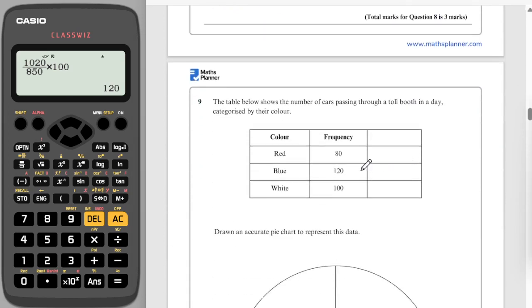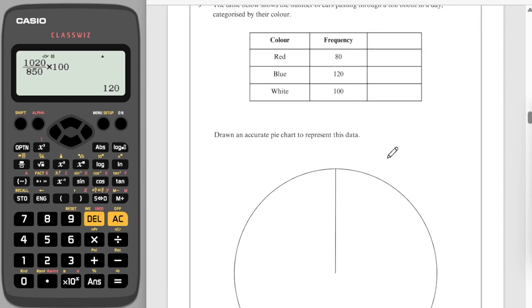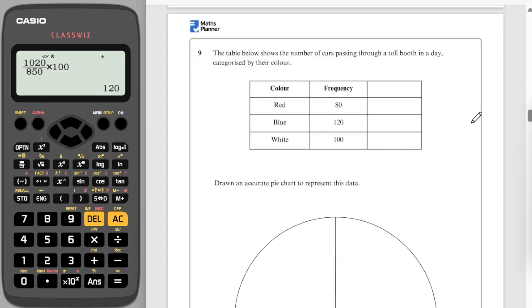Okay, question 9. The table shows the number of cars passing through the toll booth in a day categorized by their color. Draw an accurate pie chart to show this data. Okay, so I'm going to struggle doing this on my PDF, so I will explain how I'll draw my pie chart when we get to that point. I'm going to first of all work out my angle sizes.